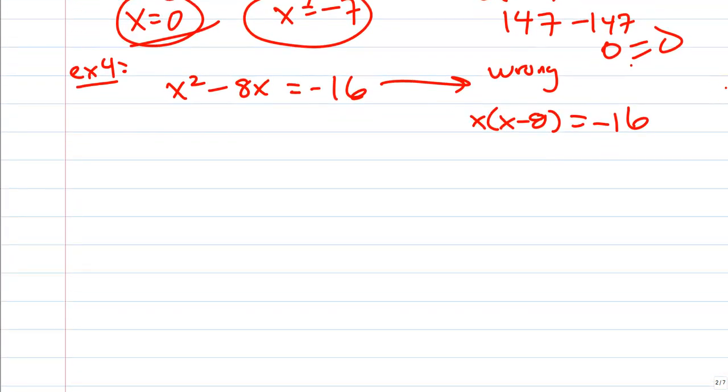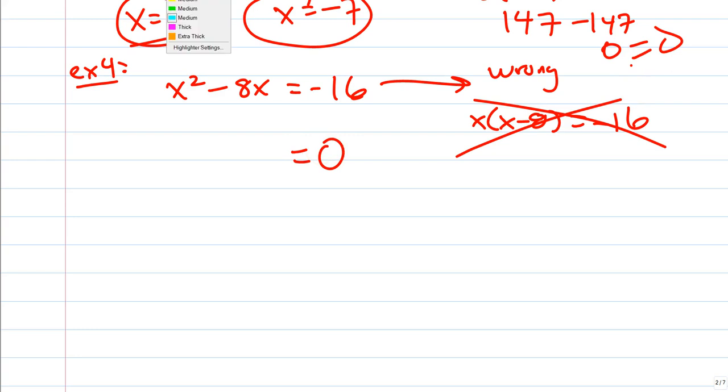On example 4, here's the temptation. This is the common mistake. This is wrong. People go, oh, this is like the other one, and just factor out the x. x minus 8 equals 16, and start setting groups equal to what? Well, remember, this is wrong because it needed to be set equal to 0, and this is not set equal to 0. So do not do this. You need this set equal to 0 first. You need that 16 to be a 0.